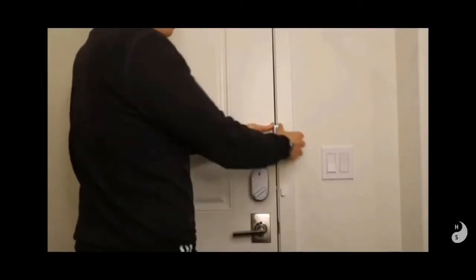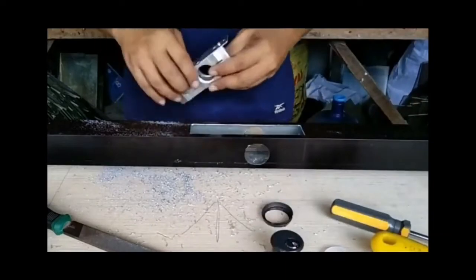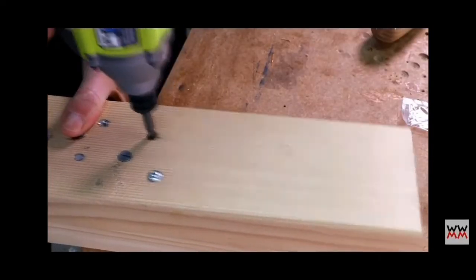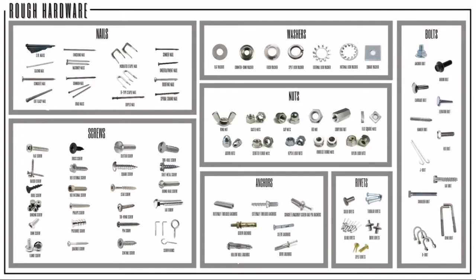Hardware can be classified into two: finishing hardware and rough hardware. But let's talk about rough hardware. In building construction, rough hardware is meant to be concealed, such as bolts, nails, screws, rods, and other metal fittings.